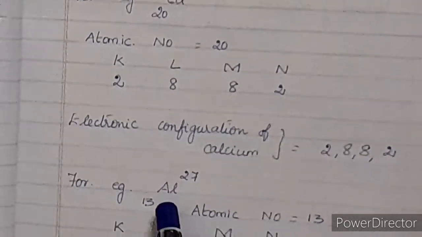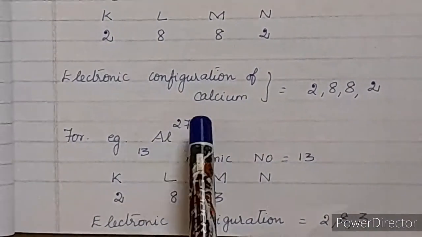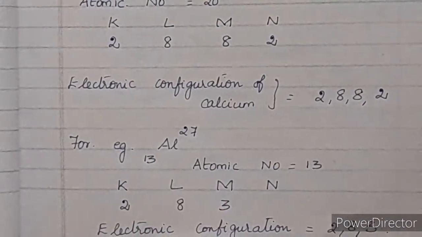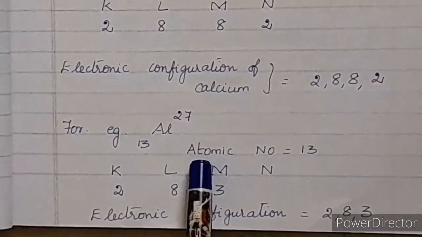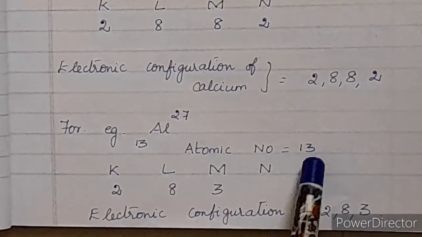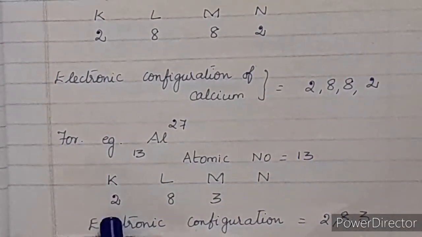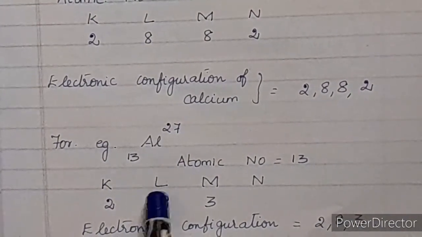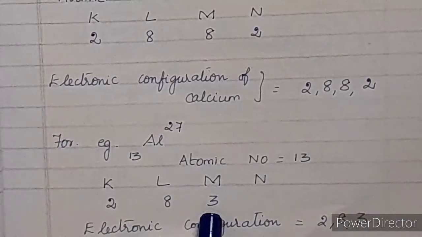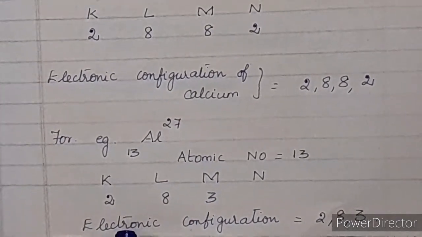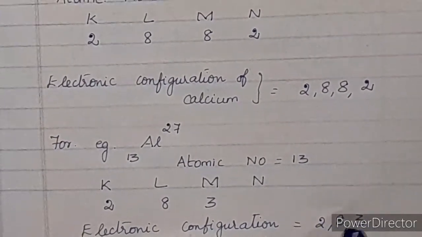Now let's see another example, that is aluminium 13 27. Now 13 is the atomic number and 27 is the mass number. To write the electronic configuration, we need the atomic number, not the mass number. So the atomic number is equal to 13. Now how is it filled? Here we have K, L, M shells. First 2 electrons, then L will occupy 8 electrons, so totally 10. The remaining is 3, so the M shell will occupy 3 electrons. The electronic configuration of aluminium is 2, 8, 3.